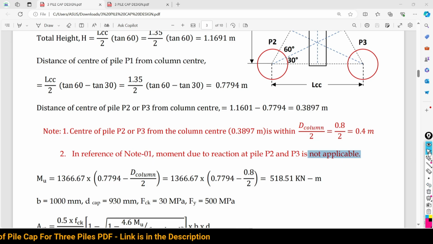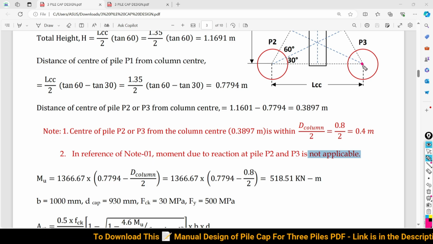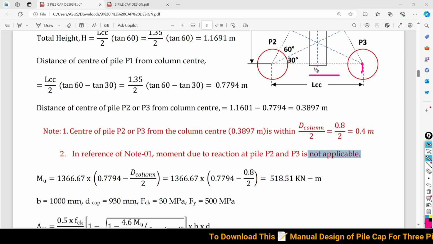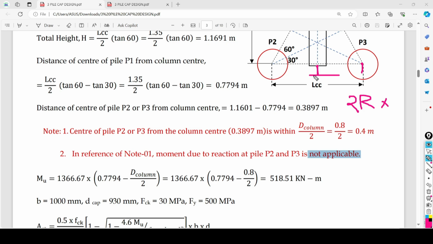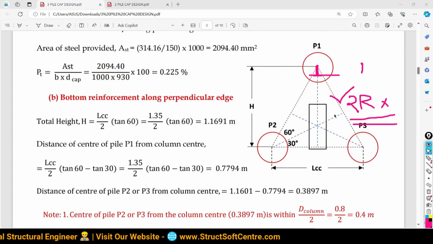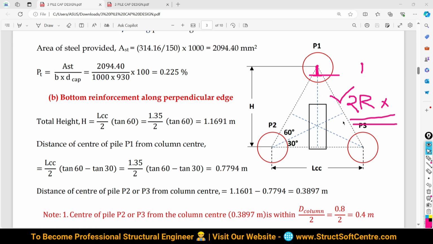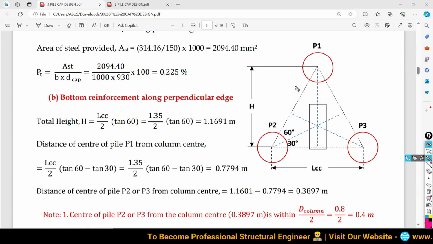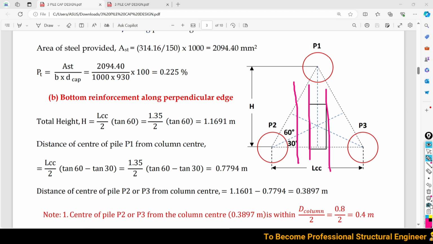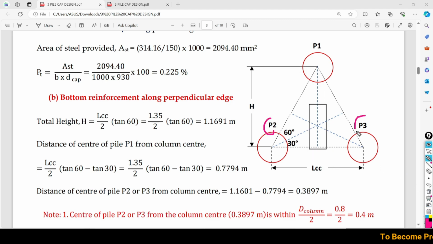But in any case, in any of the problem statement or with the calculation, you are getting this center line, center point coming outside of this face of the column. Then you have to consider that, and both the reaction 2 are multiplied by this face distance, perpendicular distance you have to consider, and you have to find out the moment, and this moment as well as the moment for the pile 1. You have to compare both of the moments, and maximum moment you have to consider for finding out the reinforcement along the perpendicular direction. But in our case, moment due to P2 and P3 is not applicable. That's why we are going to follow only the P1. Hope that's clear to all of you.